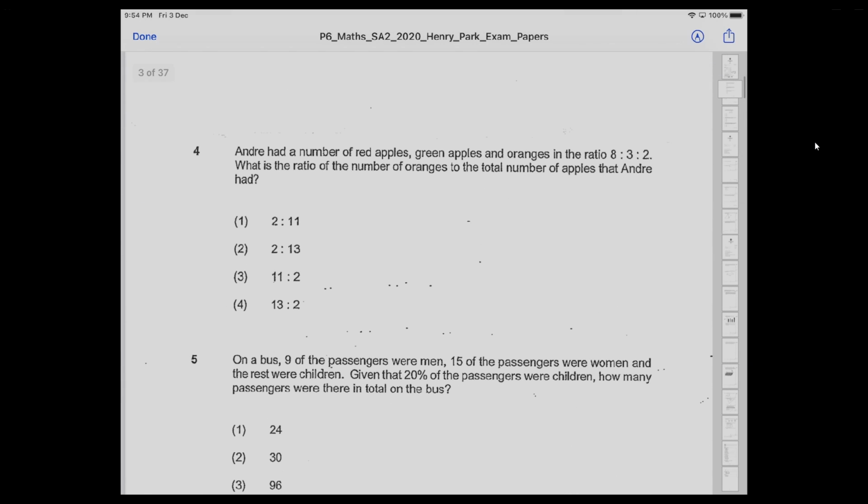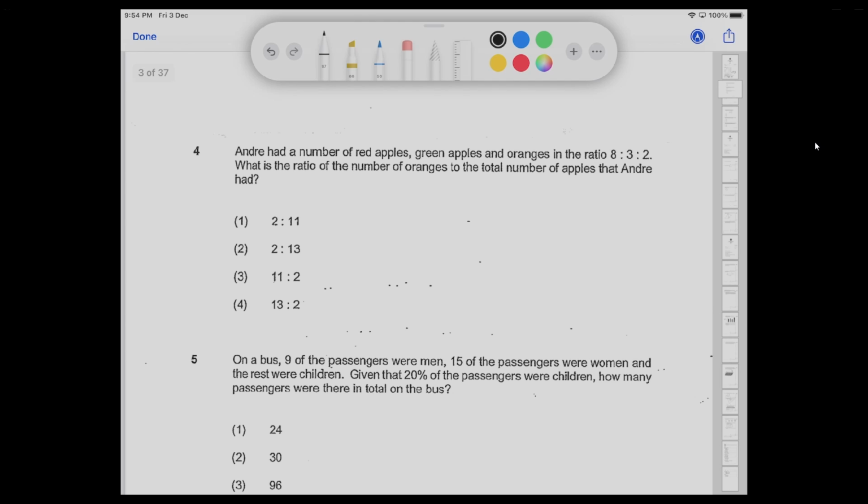Let's move on. So, question 4. Andre had a number of red apples, green apples, and oranges in the ratio 8:3:2. What is the ratio of the number of oranges to the total number of apples? So, this is also quite an easy question. So we just create the ratio here, 8:3:2. So we want to find the ratio of the number of oranges to the total number of apples.